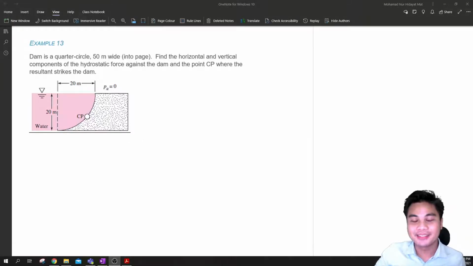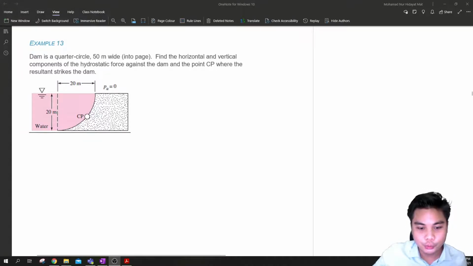Hi, welcome back. Today we have a question: a dam is a quarter circle, 50 meters wide into the page. Find the horizontal and vertical components of the hydrostatic force against the dam, and the point CP, the center of pressure, where the resultant strikes the dam.